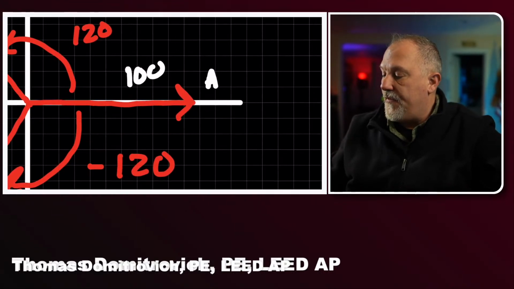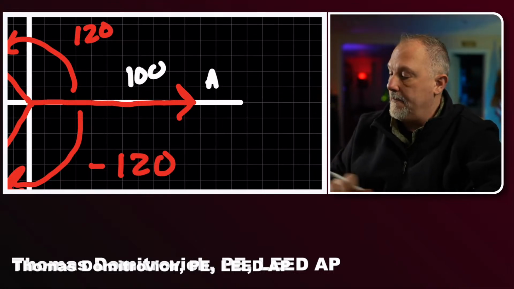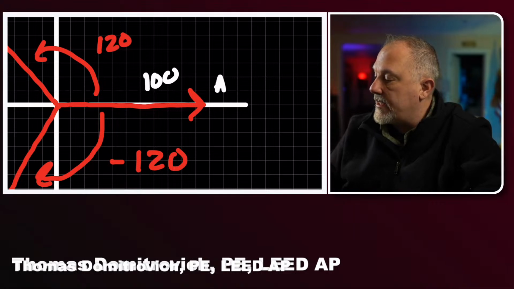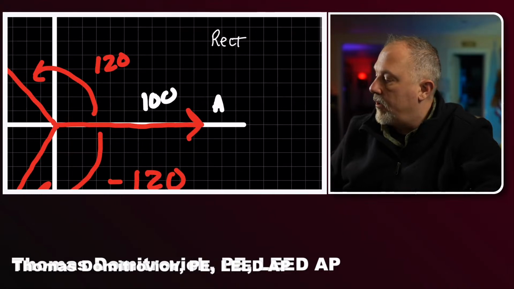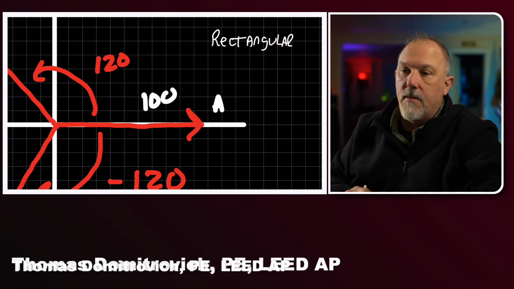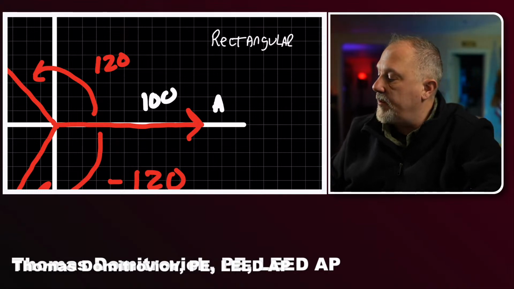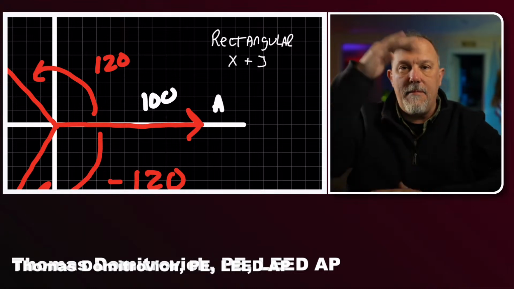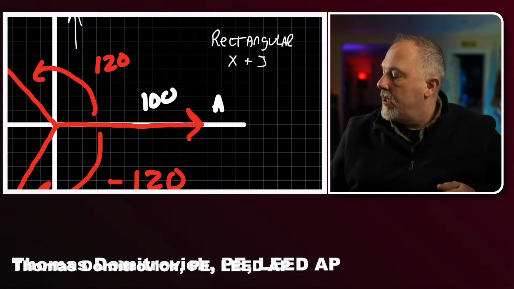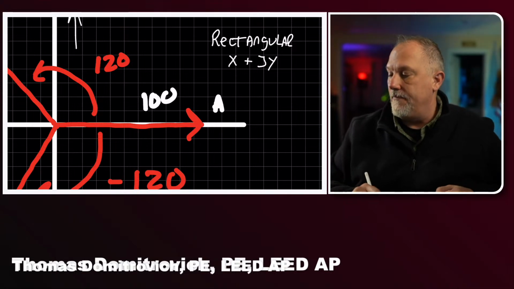let's say I focus in on phase A. Remember, rectangular coordinates are going to be expressed in x plus jy, where j represents the imaginary, the y-axis. So it's x plus jy.